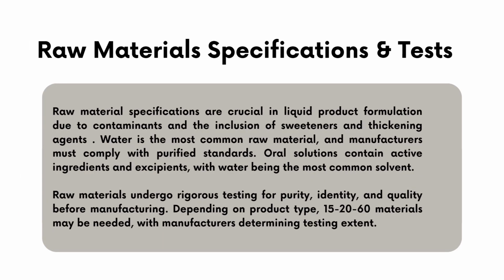Raw material specification and test. Raw material specifications are crucial in liquid product formulation due to contamination and the inclusion of sweeteners and thickening agents. Water is the most common raw material and is manufactured most commonly to purified standard. Oral solutions contain active ingredients and excipients, with water being the most common solvent. Raw materials undergo rigorous tests for purity, identity, and quality before manufacturing. Depending on the product type, 15 to 20 materials may be needed, with the manufacturing determining the testing extent.